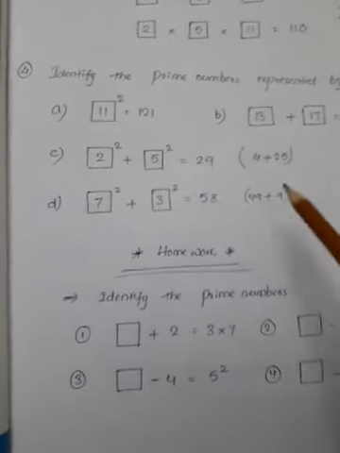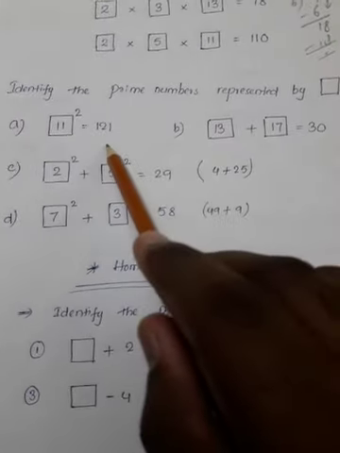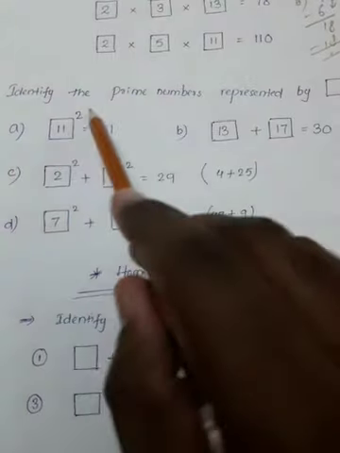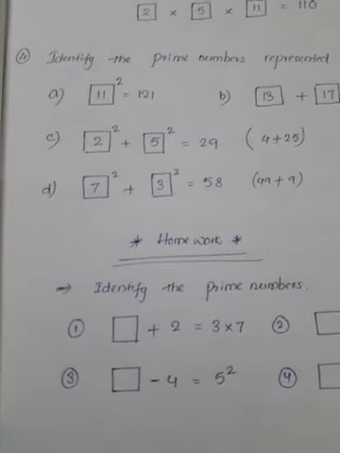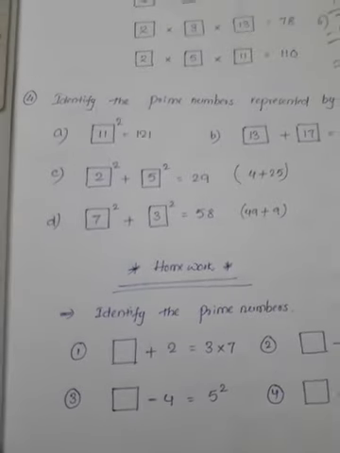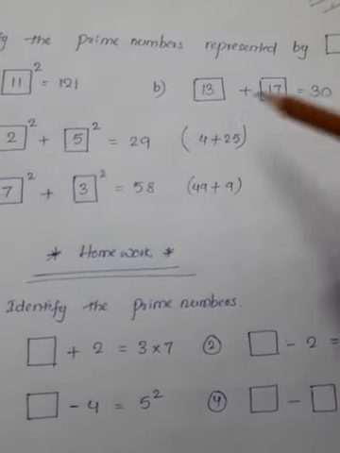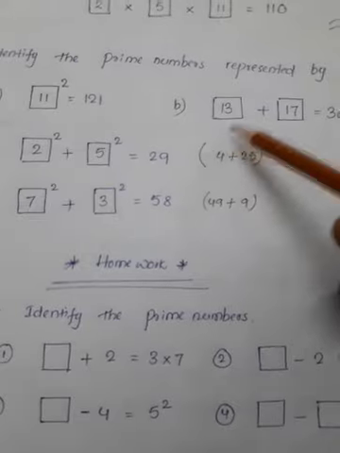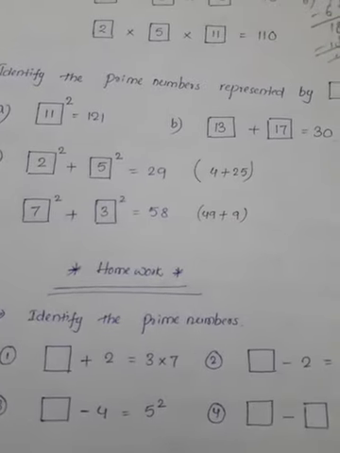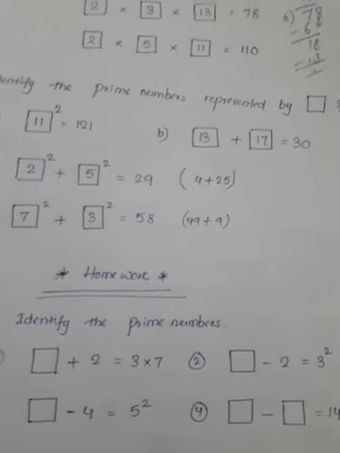Okay. Next one, identify the prime numbers represented by the boxes, right? And this is 121. 121, which number's square? Square means, you know, 2 square means 4, 3 square means 9, 3 threes are 9, 4 fours are 16, like this. So 11 elevens are 121. Now 30. So 30 is what? 13 plus 17 is 30, right or no? 13 plus 17. So both are prime numbers and the total is 30.